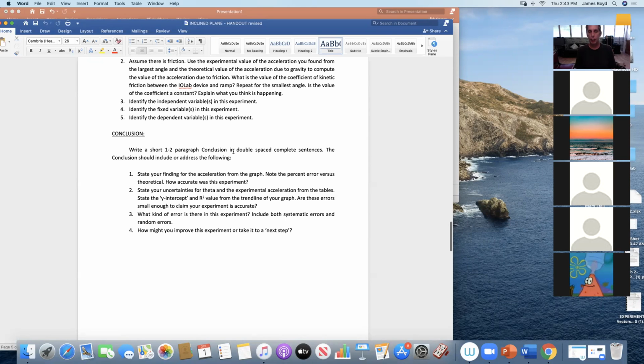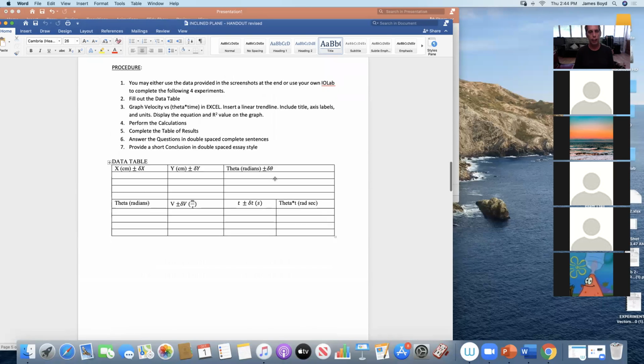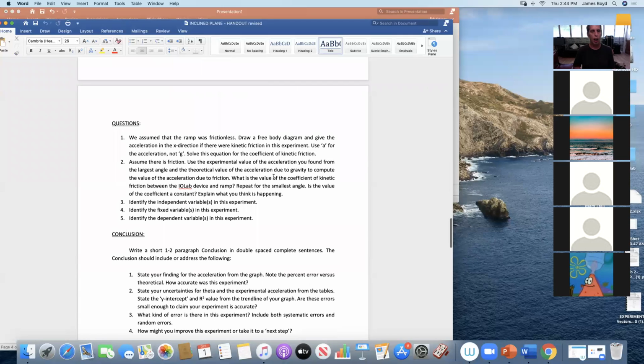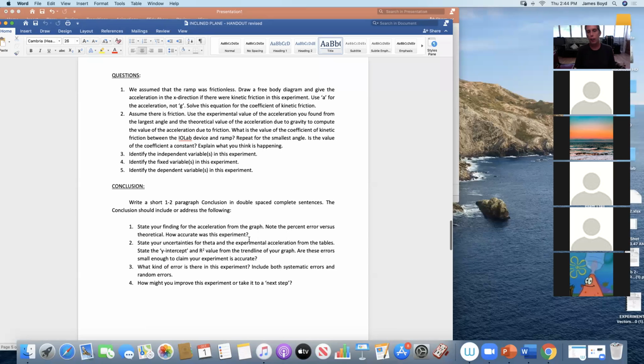And then state your uncertainties for theta and the experimental acceleration. So what I'm saying is state these delta thetas here and these delta A's, and your R squared value, and the y-intercept. Those are all your errors. So look at those errors and see if any of them are really big. And obviously compare your R squared value to 0.99. It'll be a little bit off, but anything less than 0.99 is unfortunately not very good agreement with your data.